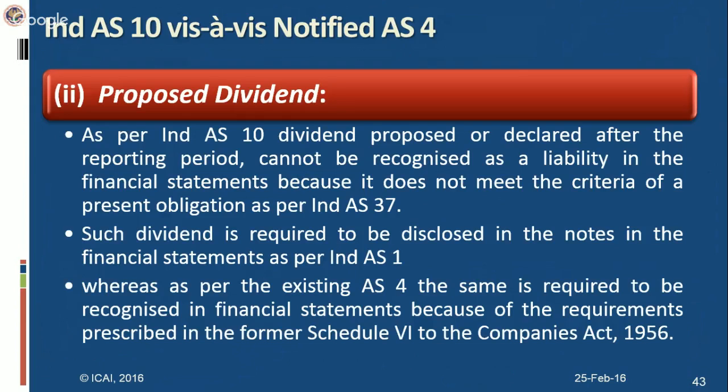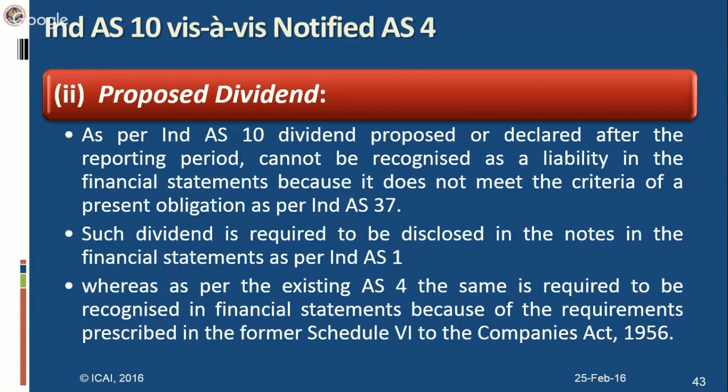Come to the second part, proposed dividend. As per Ind AS 10, dividend proposed or declared after the reporting period cannot be recognized as a liability in the financial statements because it does not meet the criteria of a present obligation as per Ind AS 37. Ind AS 37 deals with the provisions aspect and it corresponds to our AS 29. So basically, we are not required to study it at this point of time. We are not covering Ind AS 37, but only the definition part, present obligation. It does not satisfy the criteria of present obligation as per Ind AS 37. So that's why its reference has been made here.